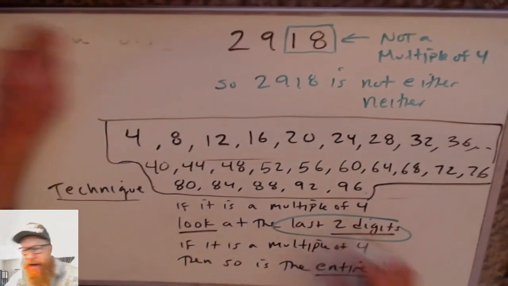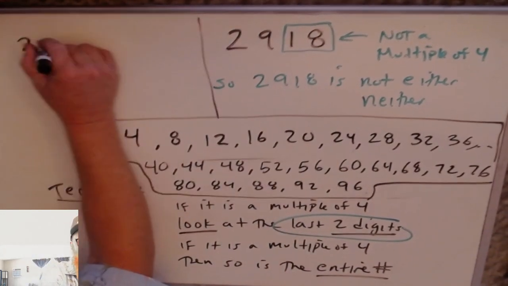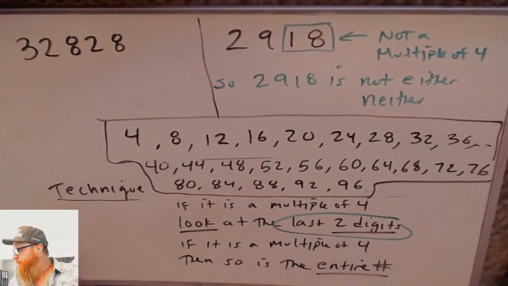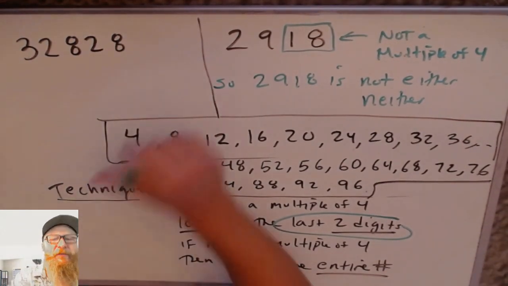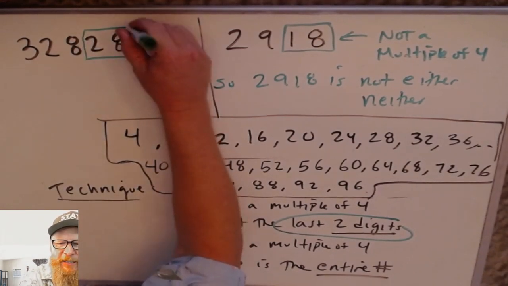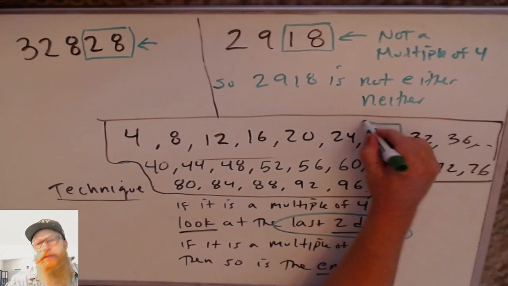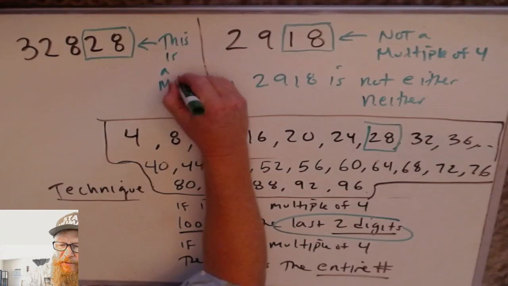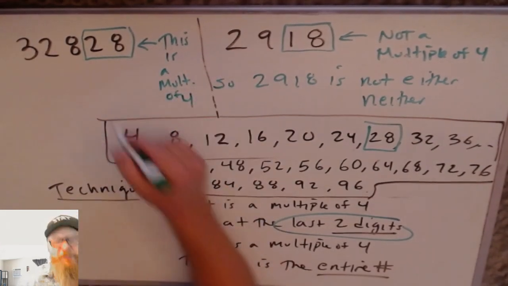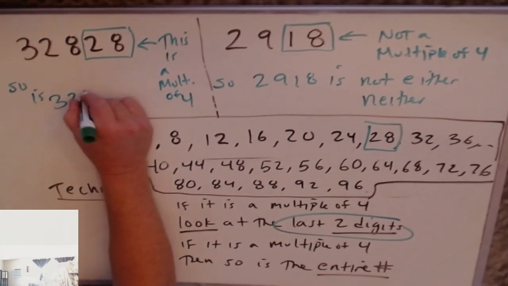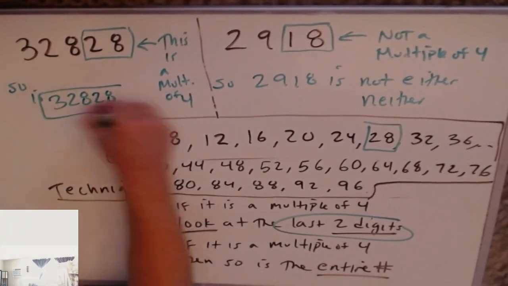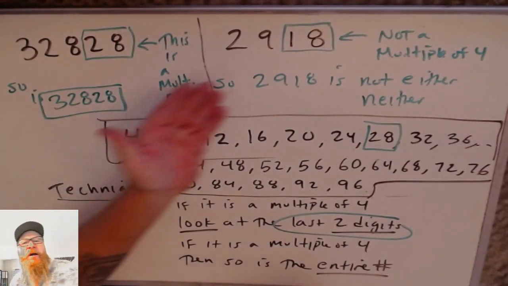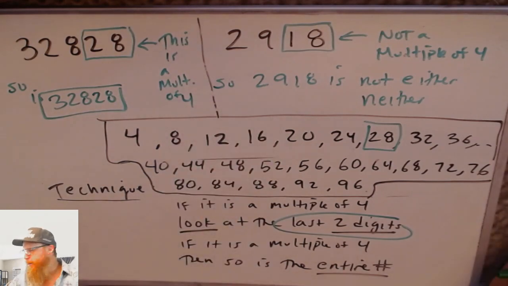Let's do another one. So how about a big number like 32,828? Is that a multiple of 4? Well, look at the last 2 digits. Yeah, last 2 digits. This is a multiple of 4. So is 32,828. So 32,828 is a multiple of 4. 2,918 is not a multiple of 4.